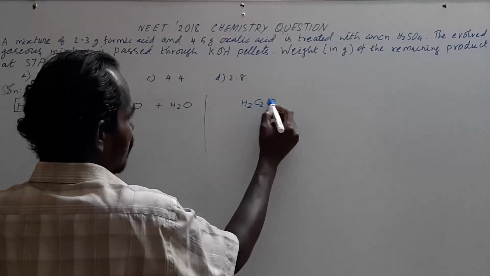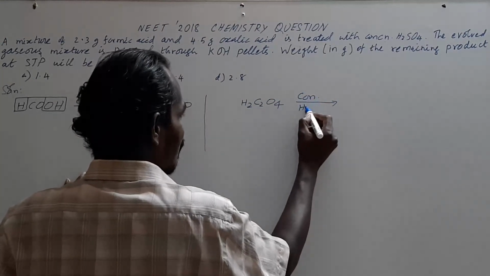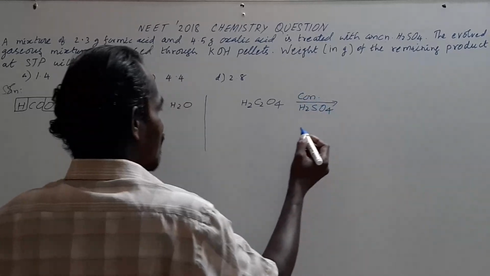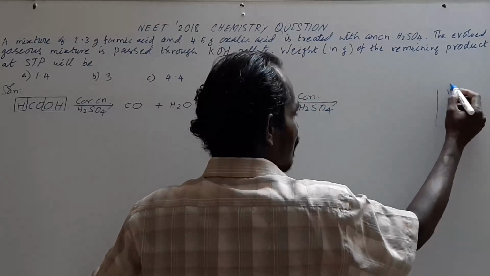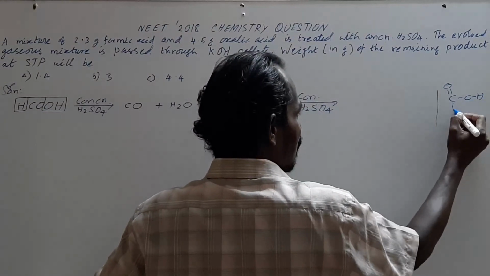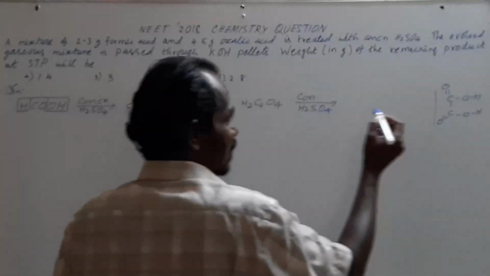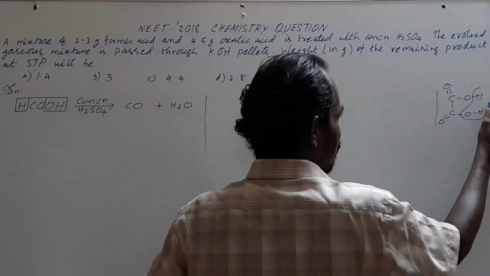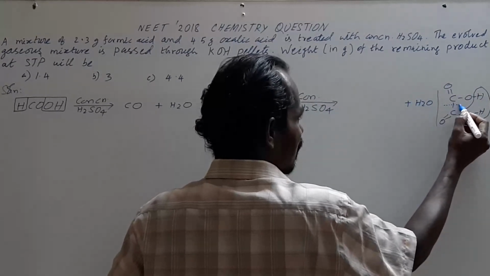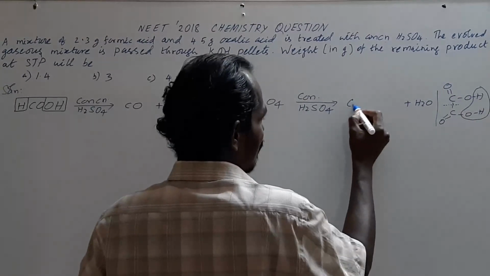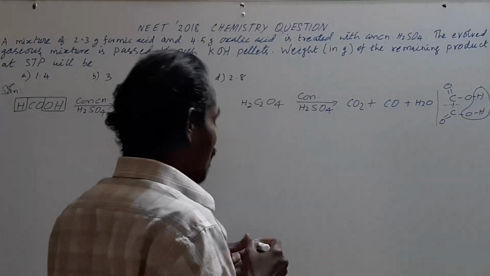Oxalic acid formula is H2C2O4. This is treated with concentrated sulfuric acid, which acts as a dehydrating agent. Oxalic acid we can write as COOH, single bond, COOH. Since it is a dehydrating agent, let us remove a water molecule from here. Then this bond let us break. This part is carbon dioxide and this part is carbon monoxide. So these are the products obtained.